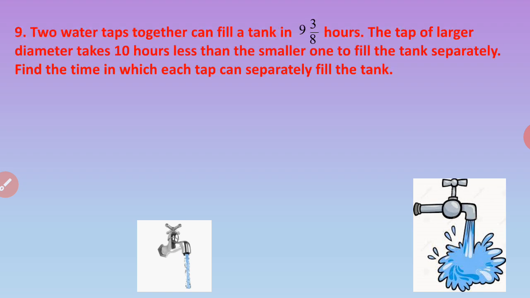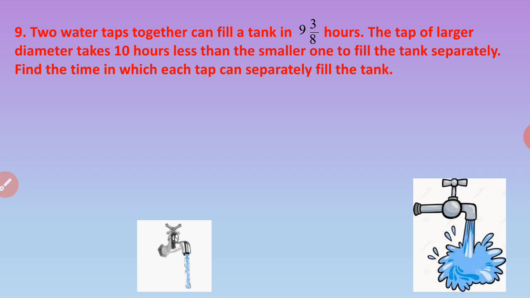Let's continue with the next question, that is question number 9. Two water taps together can fill a tank in 3 by 8 hours. The tap of larger diameter takes 10 hours less than the smaller one to fill the tank separately. Find the time in which each tap can separately fill the tank.